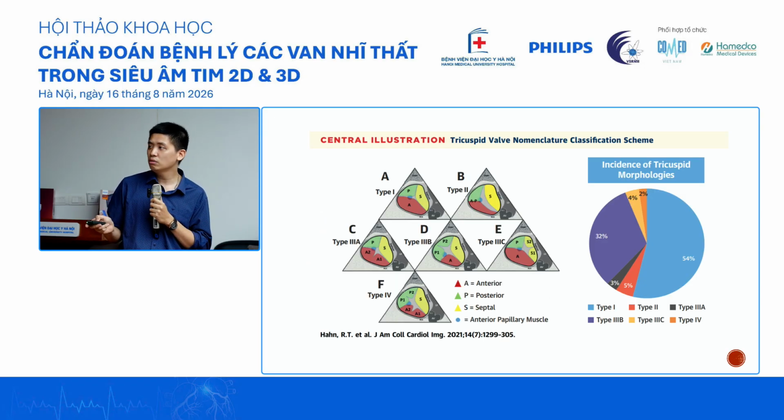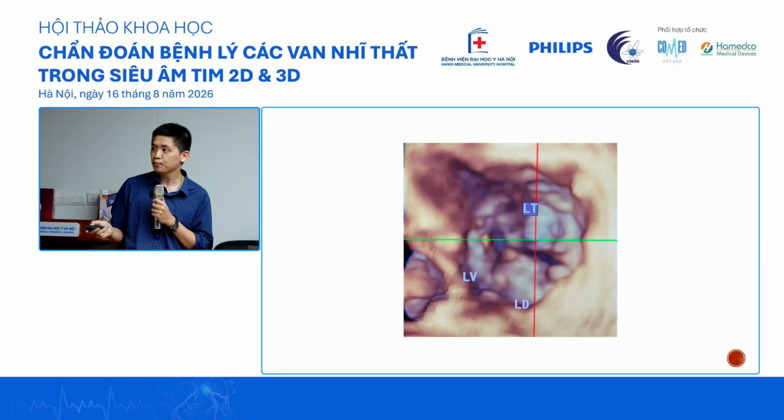Research has shown that most of the time the valve has 3 leaflets, about 54%. Almost 1/3 is a type 3B, which means you have 4 leaflets, and 5 and above is around, I think, 2%.